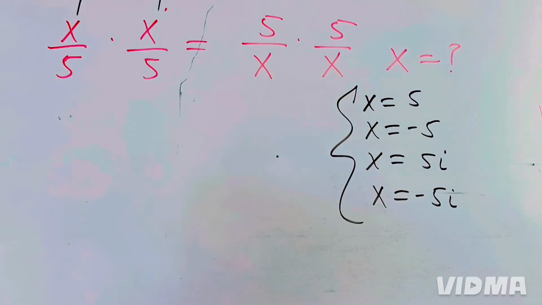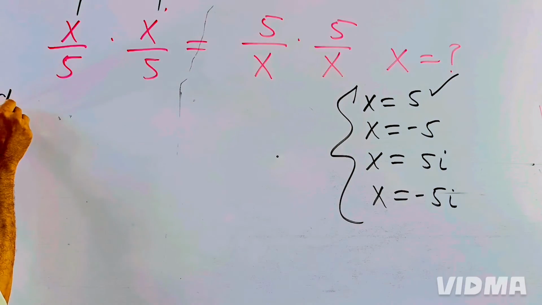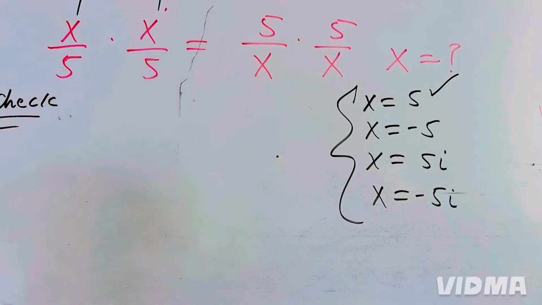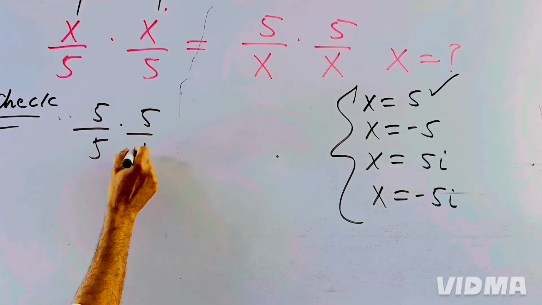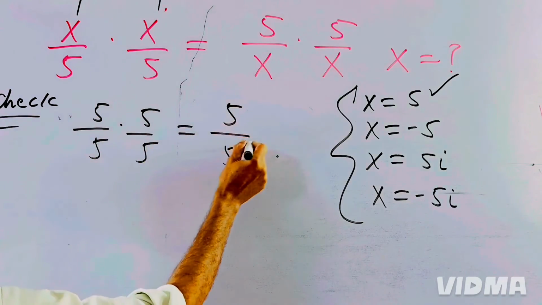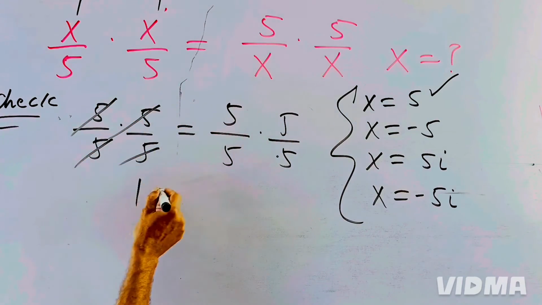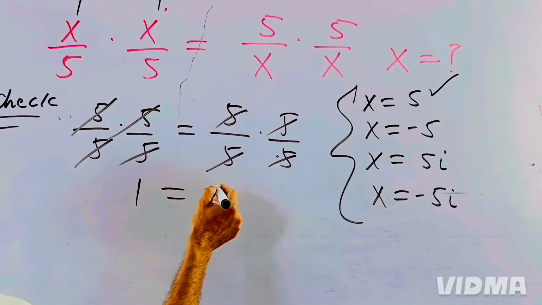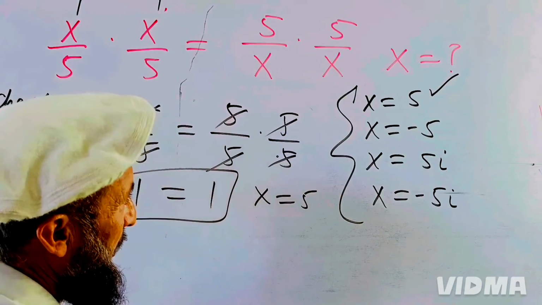Now if we want to check whether our answer is correct or not, first we check x is equal to 5. Then 5 divided by 5 and 5 divided by 5 is equal to 5 divided by 5 and 5 divided by 5. Both are cancelled, so we get 1. So it means that x is equal to 5 is a true solution.